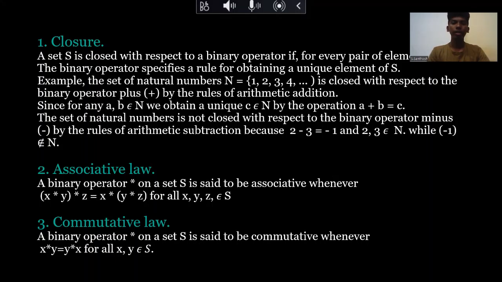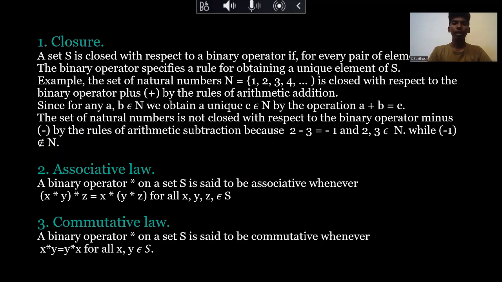Since for any A and B belonging to N, we obtain a unique C belonging to N by the operation A plus B equals C. The set of natural numbers is not closed with respect to the binary operation minus by the rules of arithmetic subtraction, because 2 minus 3 equals minus 1 and that does not belong to N. So this is what the closure property is, where we say that if you have an operation A plus B equals C, then C will always belong to N. And if you have A minus B equals C, then C might not belong to N itself, though A and B belong to N.